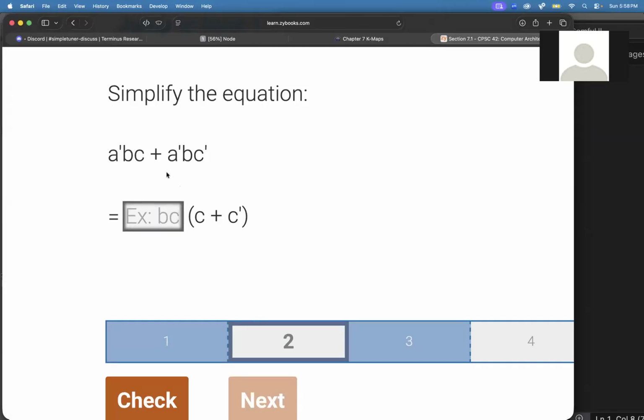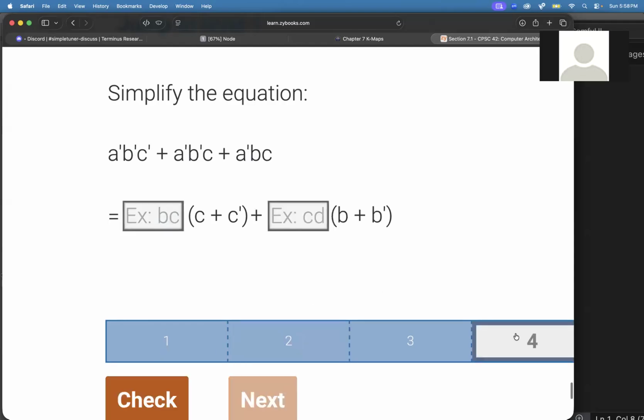Here, not A, not A, B, B. So you can factor out a not A, B. Let's go to number 4.